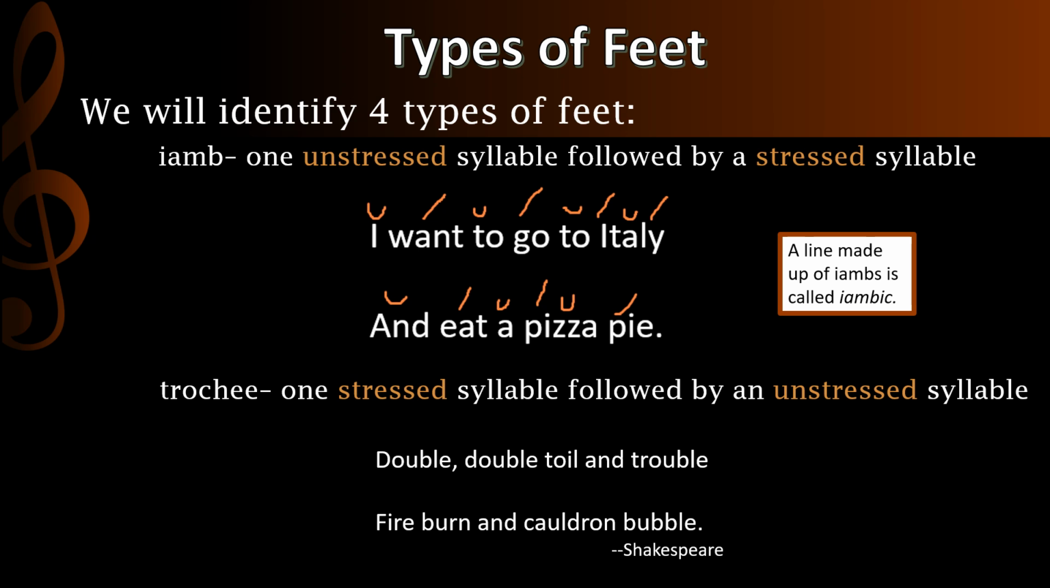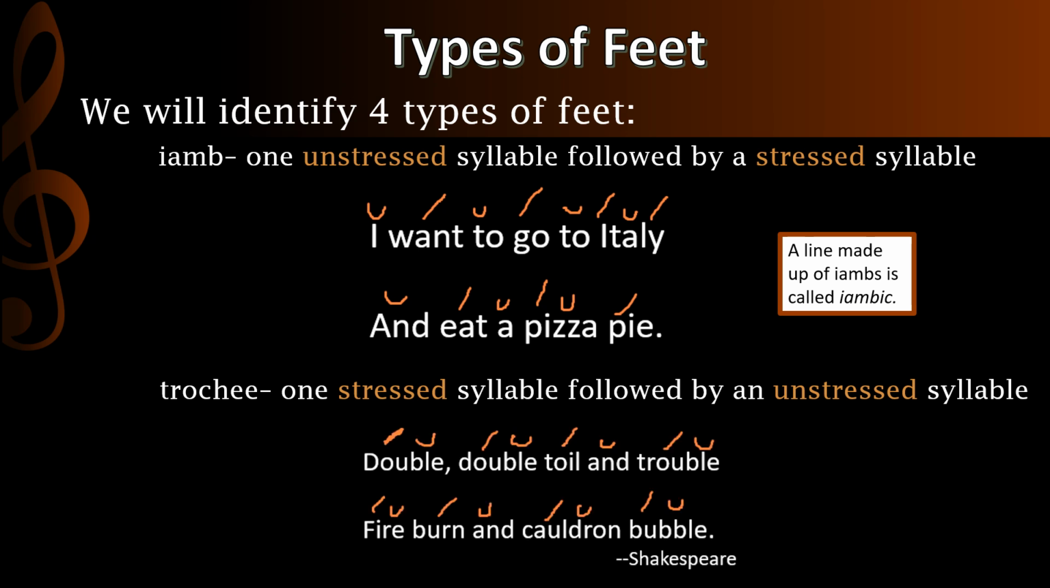And I forgot to tell you that a line made up of iambs is called iambic. So back to the trochee. Double, double, toil and trouble. Notice how double, the stressed syllable comes first. Fire, fire, the stressed syllable is on the fi, right? Fire, burn, and cauldron, bubble. Notice how different that is than I want to go to Italy and eat a pizza pie. Double, double, toil and trouble, fire, burn, and cauldron, bubble.